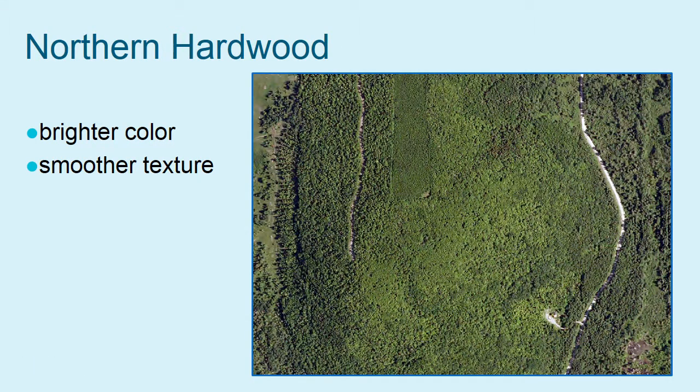This is a northern hardwood stand. It has that brighter greenish color. It also has a smoother texture, so we're looking at this stand right here. A northern hardwood stand, which is sugar maple and beech with some yellow birch mixed in. So again, brighter color, smoother texture.